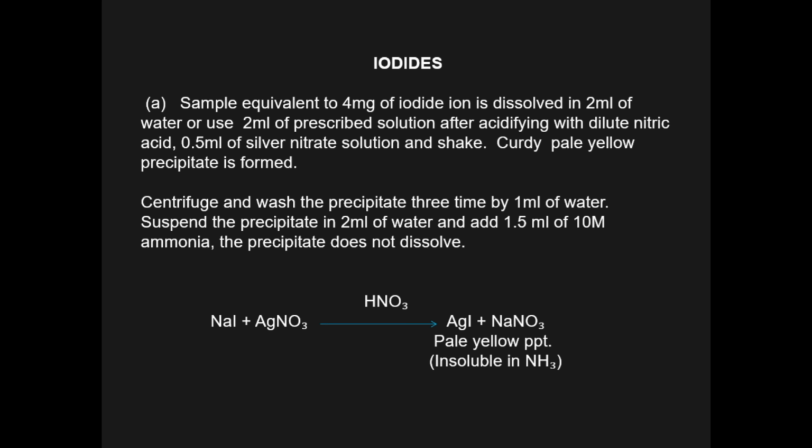A curdy pale yellow precipitate is formed. Centrifuge and wash the precipitate 3 times with 1 ml of water. Suspend the precipitate in 2 ml of water and add 1.5 ml of 10 molar ammonia. The precipitate does not dissolve. Here sodium iodide, when reacted with silver nitrate in the presence of nitric acid, results in formation of silver iodide, which gives you the pale yellow precipitate insoluble in ammonia.